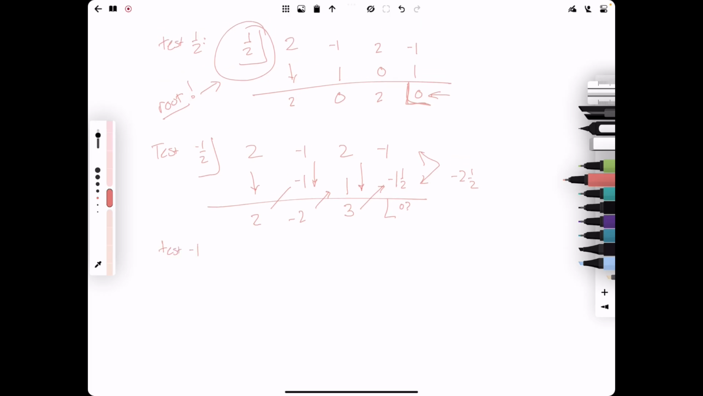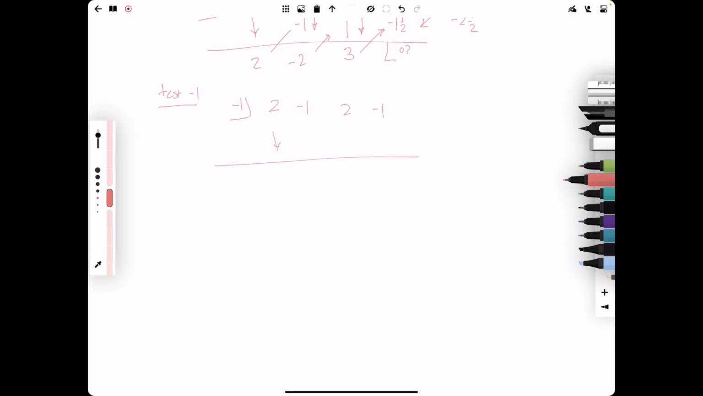Test -1. So we're going to put the -1 in the box, and use the coefficients again: 2, -1, 2, -1. Bring down the 2. -1 times 2 is -2. Add those: -3. Am I going too fast? -1 times -3 is 3. Add those together: 5. -1 times 5 is -5. Add those, I still get -6. So this is not a root. I only had one root in all 4 of these.